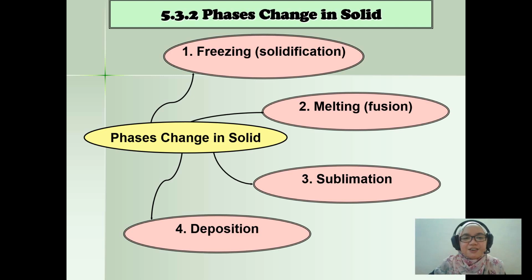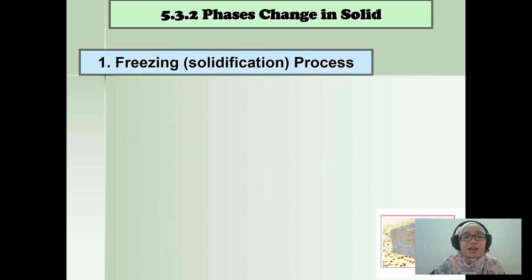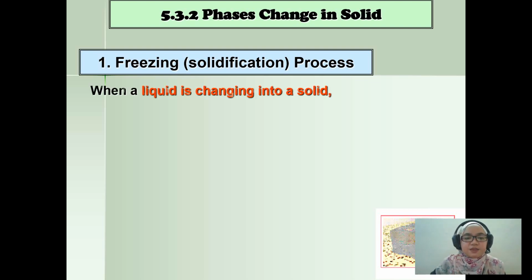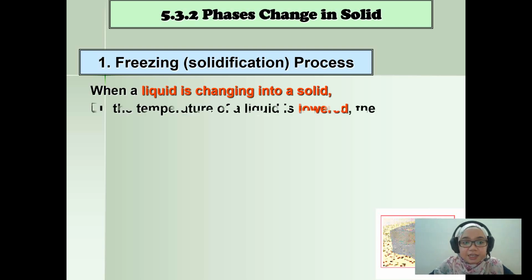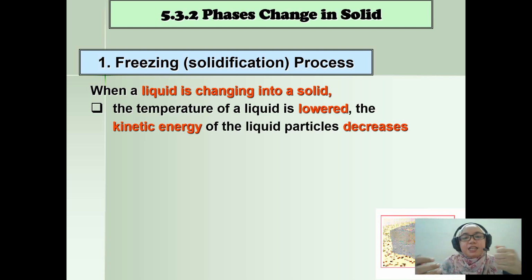Okay? Alright. So now we are going to look at the first process, which is the freezing process, or we can call it the solidification process. The process from a liquid to become a solid. Okay, so when a liquid is changing into a solid, the temperature of the liquid is lowered. So when the temperature of the liquid is lowered, the kinetic energy of the liquid particles decreases. Okay, because it is a process from liquid into a solid.